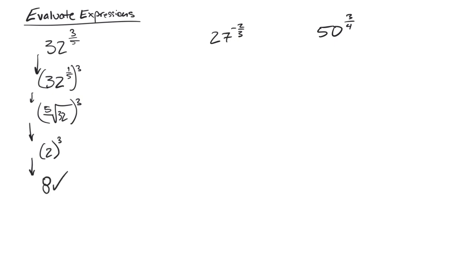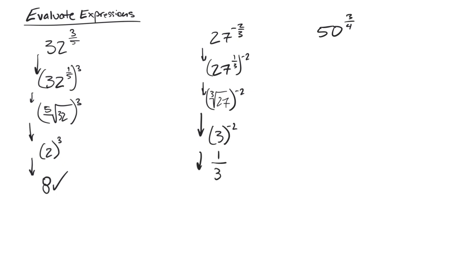All done. Here we have 27 to the negative 2/3. It's going to be 27 to the 1/3, like we did before, raised to the negative 2. And then that's going to be the cube root of 27, and I'm going to put my negative 2 power on the outside of the parentheses. The cube root of 27 we saw before was 3. Remember, negative in the exponent means I take the reciprocal, or this term in the numerator moves down to the denominator, and my final answer is 1/9.